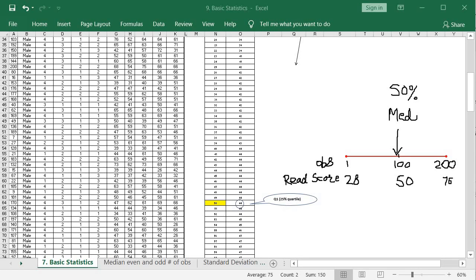Now just like the way you have median, you have quartile. Where median divides data on the basis of 50%, quartile divides data on the basis of 25%. So the first 25% of data would become the quartile 1. In case you have 200 observations, the observation number for quartile 1 would be 200 divided by 4, which is 50. Next to the 50th observation, the Reed score that is coming is 44. So 44 becomes the quartile 1.